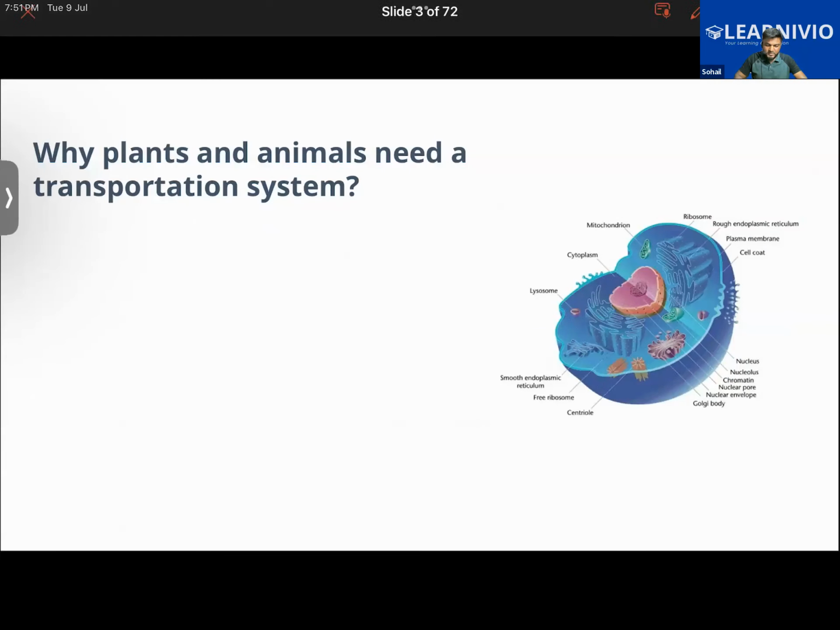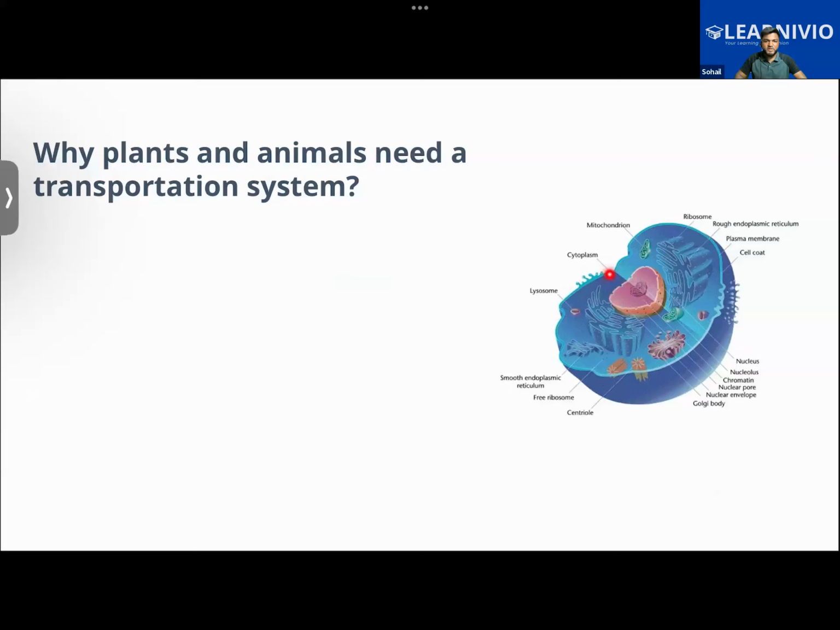So this cell here, as you guys already know, the cell is the smallest structure present in our body.